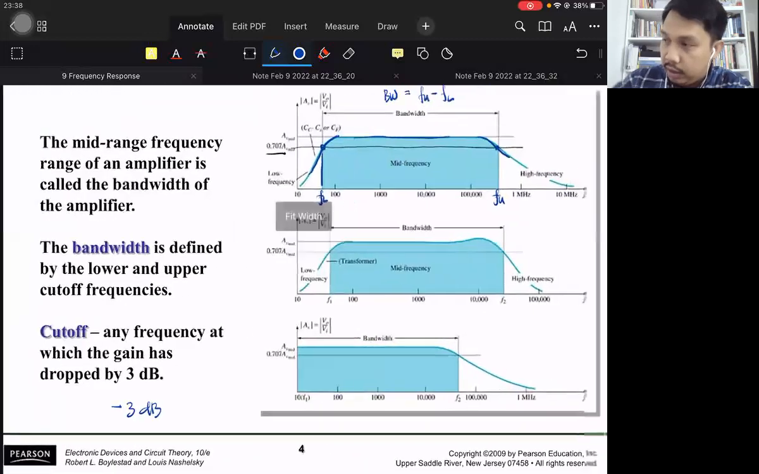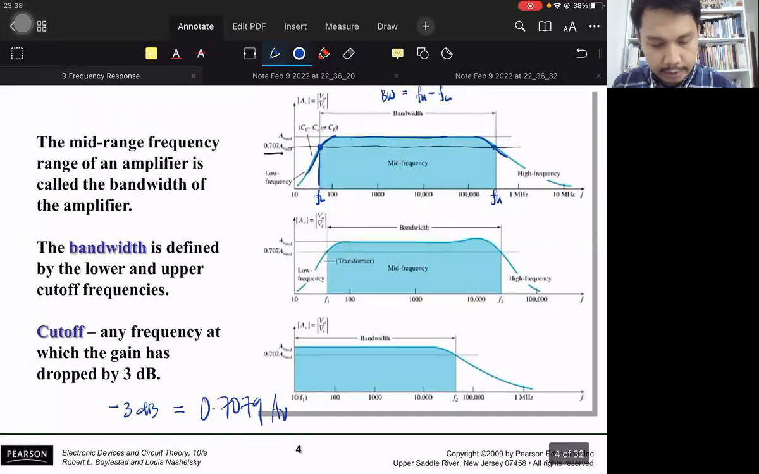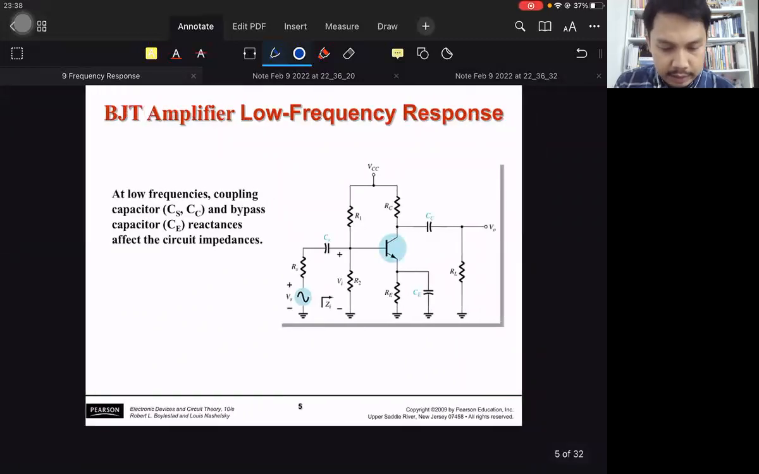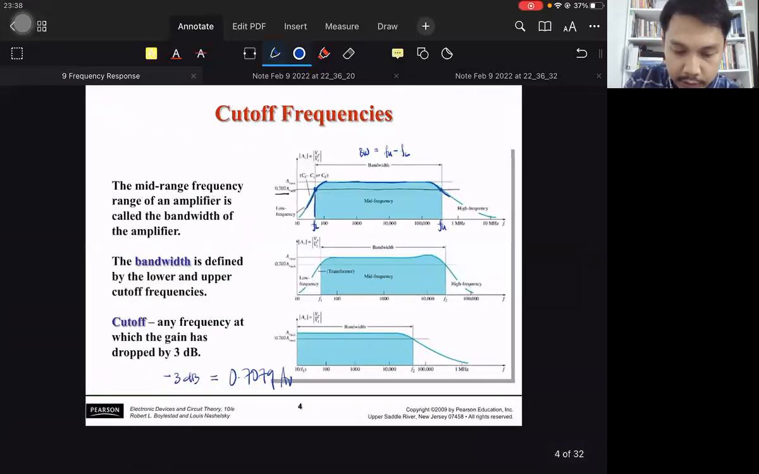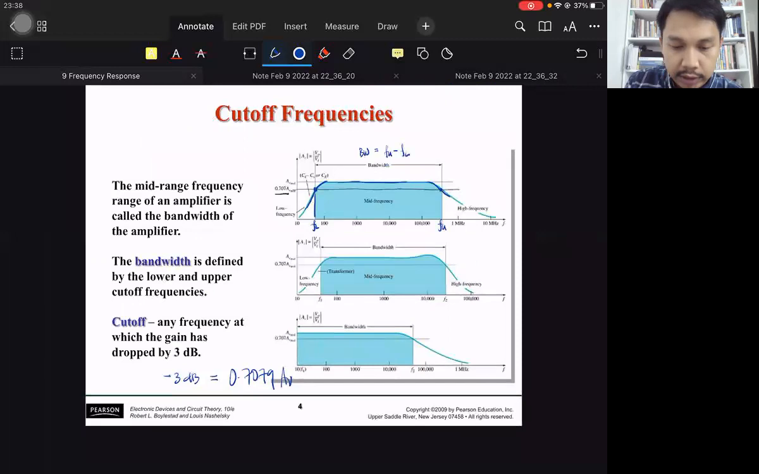So pwede natin ma-check using calculator that this is indeed equal to, so negative 3 divided by 20 anti-log. So yeah, 0.7079 of the voltage gain, right? So cutoff frequencies. So nasa slide, nakabutang mga formulas na itong paggamiton on how to calculate for these two cutoff frequencies, the lower cutoff frequency and the upper cutoff frequency.